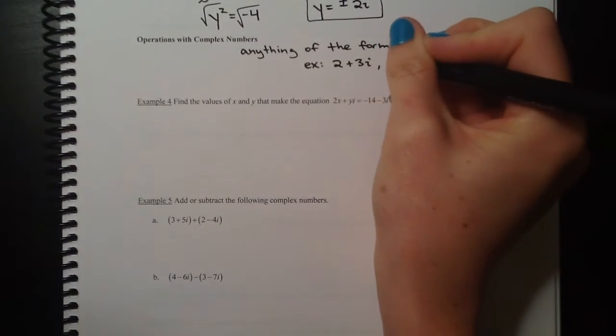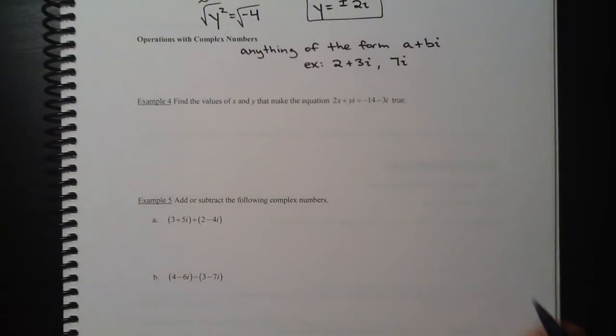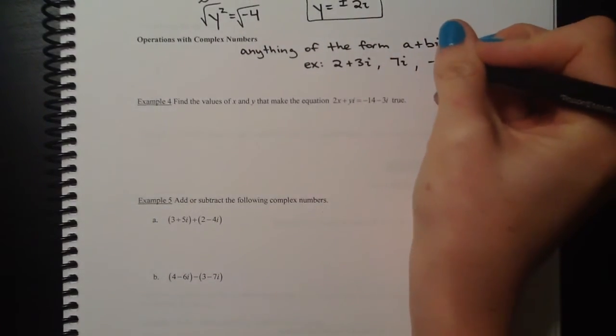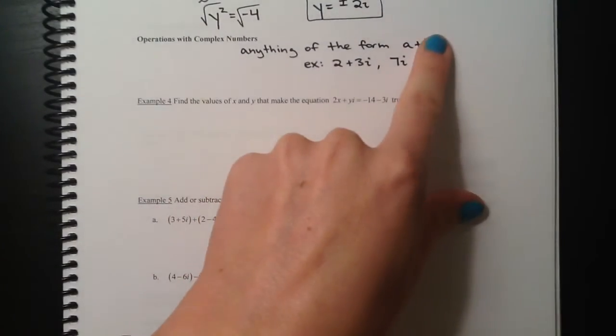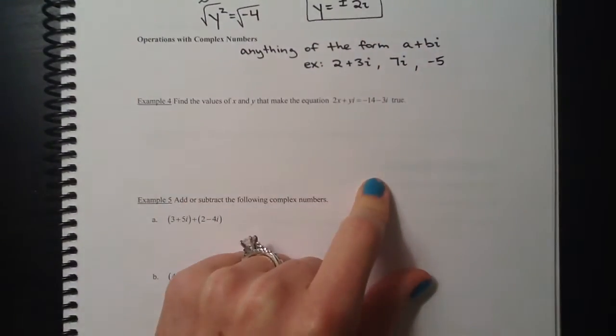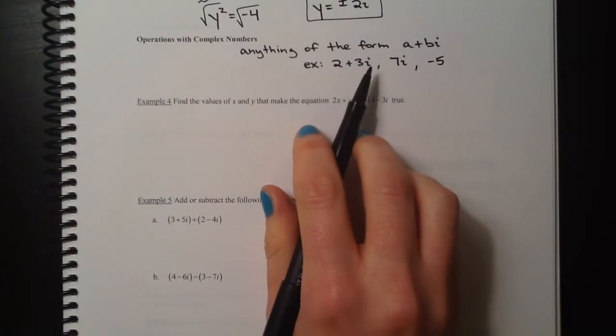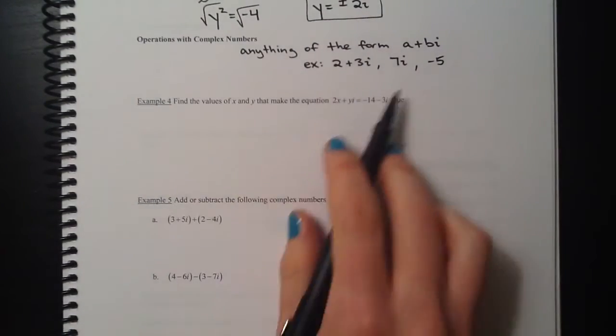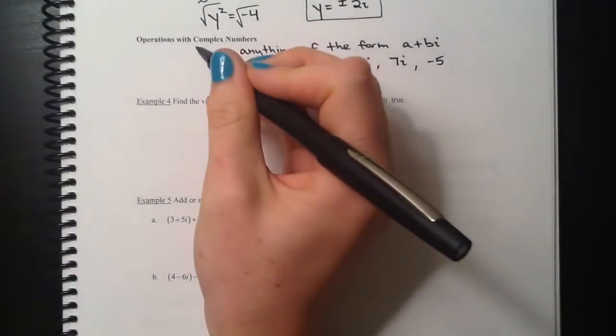Technically, you could have just 7i, because in that case, a would be 0, which means you could also have just -5, because in that case, b would be 0. So it can be the whole thing, or either a or b could be 0, so you could have just imaginary or just a normal real number. Any of those would technically be complex numbers. Just like when you're dealing with variables, these are not like terms, which means they can't be combined any farther than that. So again, this expression is known as a complex number.